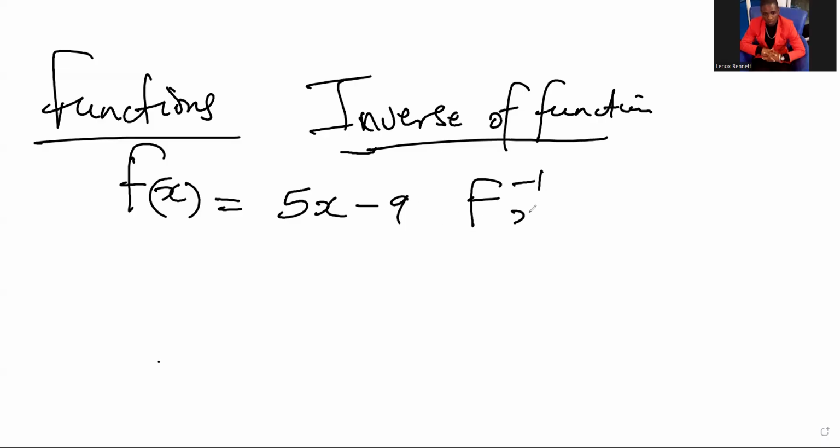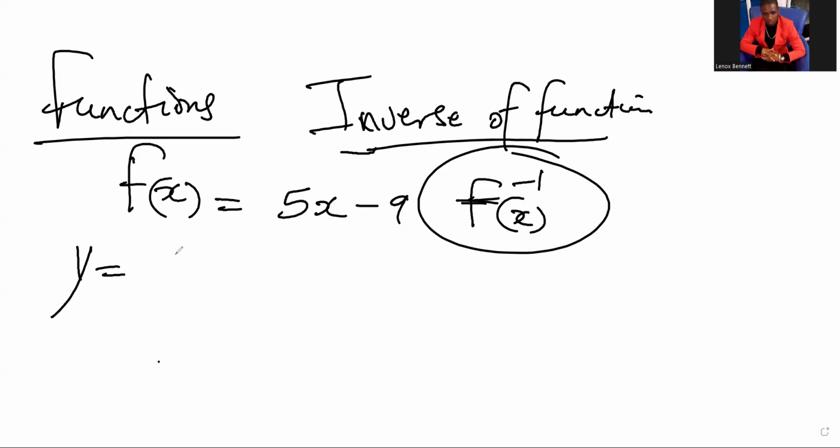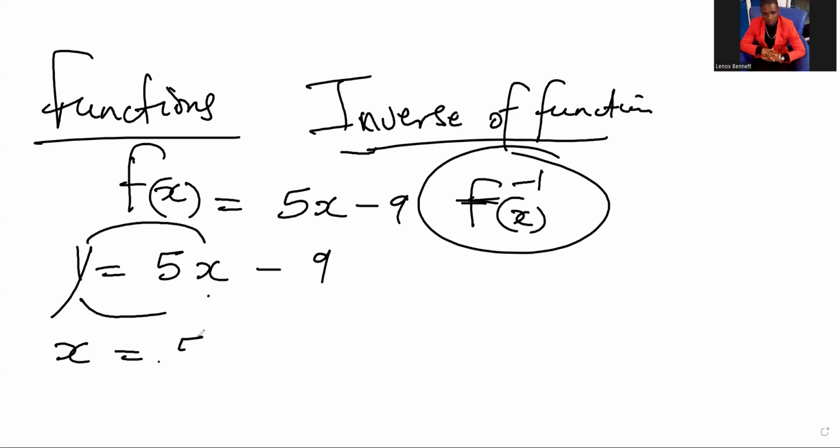Oh, you never write the inverse. That's why it probably asks. So find the inverse of f, right? First, we change the function to y. Next, we interchange x for y and y for x. So anywhere y is, that's x equal 5y minus 9.